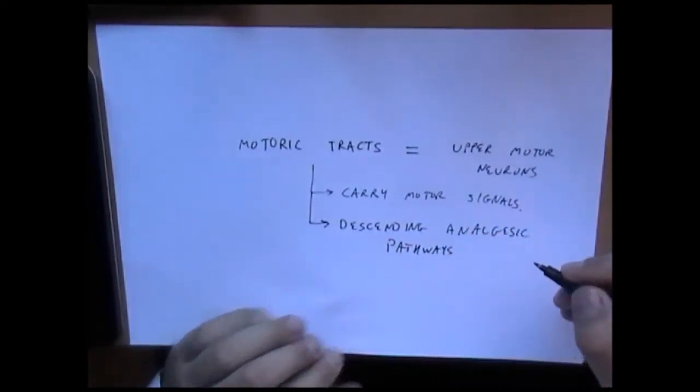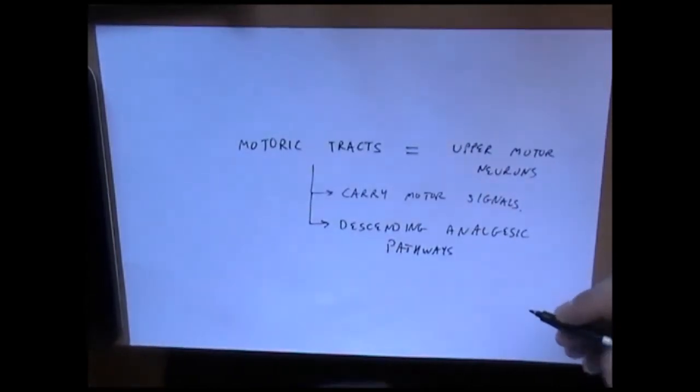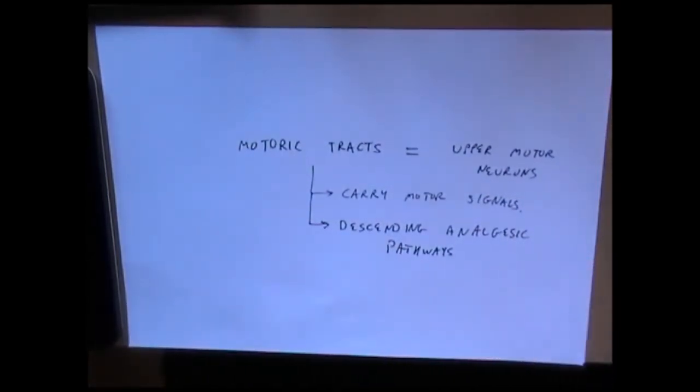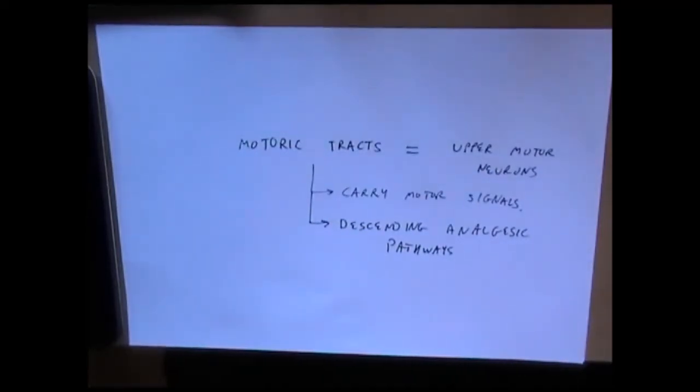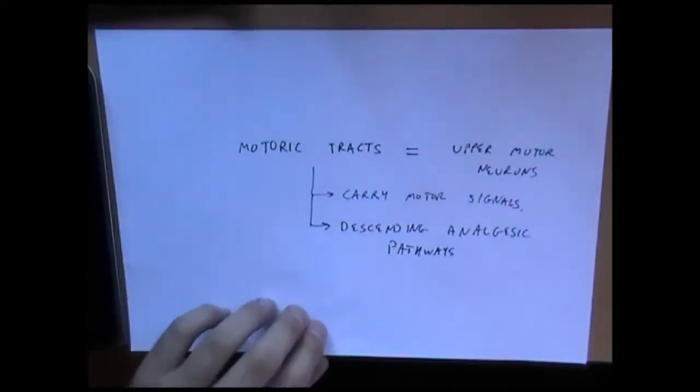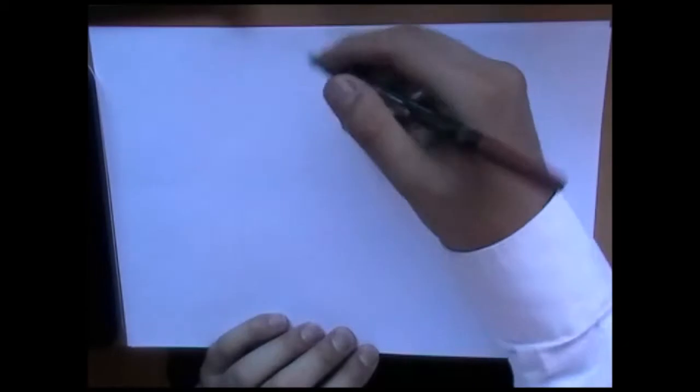These pathways can actually affect the functioning of the sensory tracts, the ascending pathways. What they can do is suppress their functioning to reduce the transmission of pain from the periphery to the brain. Now, in the same way that there are different types of touch that are carried by the sensory tracts, there are also different types of movement that are carried by the descending tracts. Let's go through all of them.